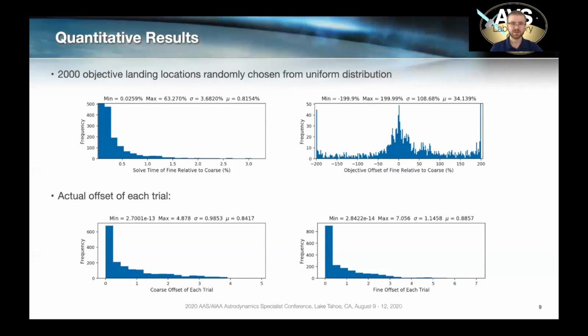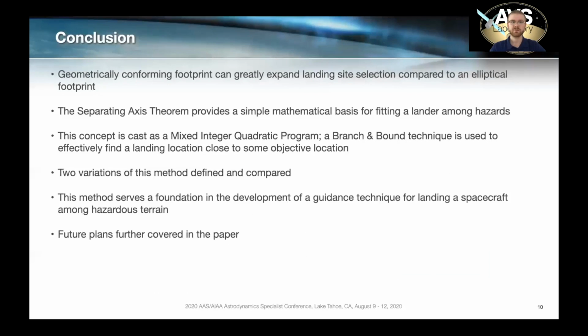So now let's recap. I propose what I'm calling a geometrically conforming footprint to replace the traditional circular footprint used for landing on hazardous terrain. I claim the use of this geometrically conforming footprint can potentially greatly expand our selection of future landing sites. Then I introduced the separating axis theorem as a mathematical foundation for this concept. I have cast this concept into a mixed integer quadratic program and am solving it with a branch and bound technique. I have introduced two variations of searching sets to find separating axes between lander and hazard objects.